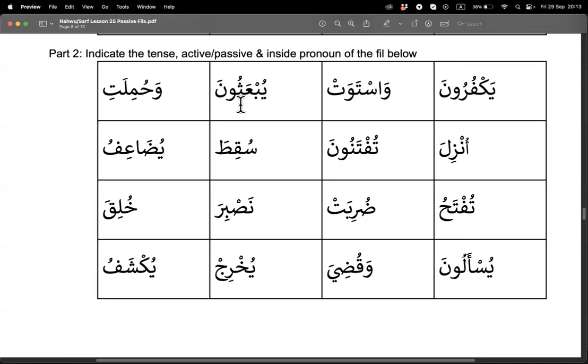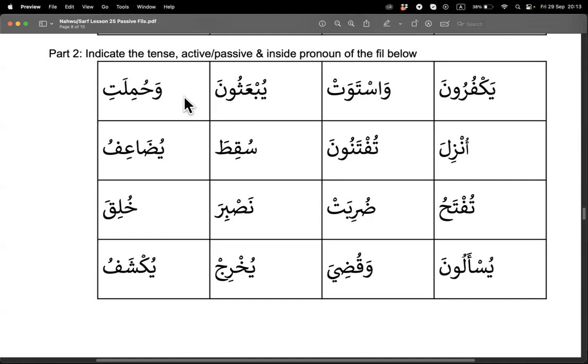So ba'atha is to send. If it is maklum, it is they send. Then if it is majhul, it is they are sent. Someone sent them. If it's maklum, they are the one who are doing the sending. Do you understand? Understand.